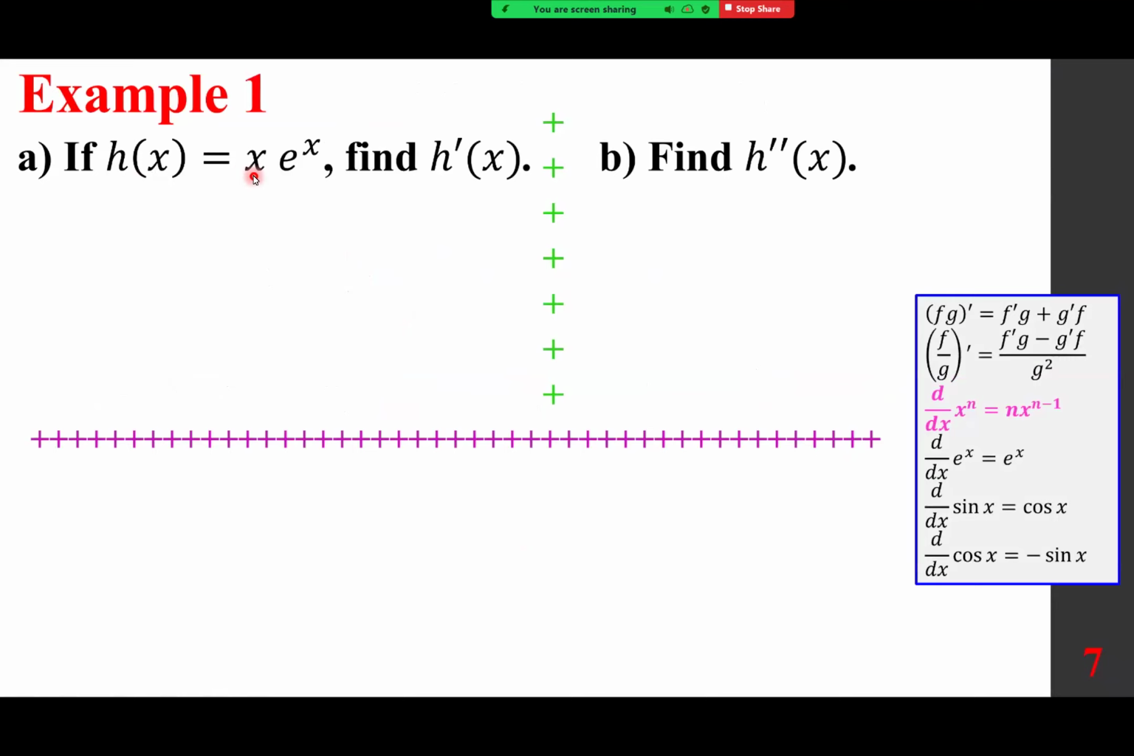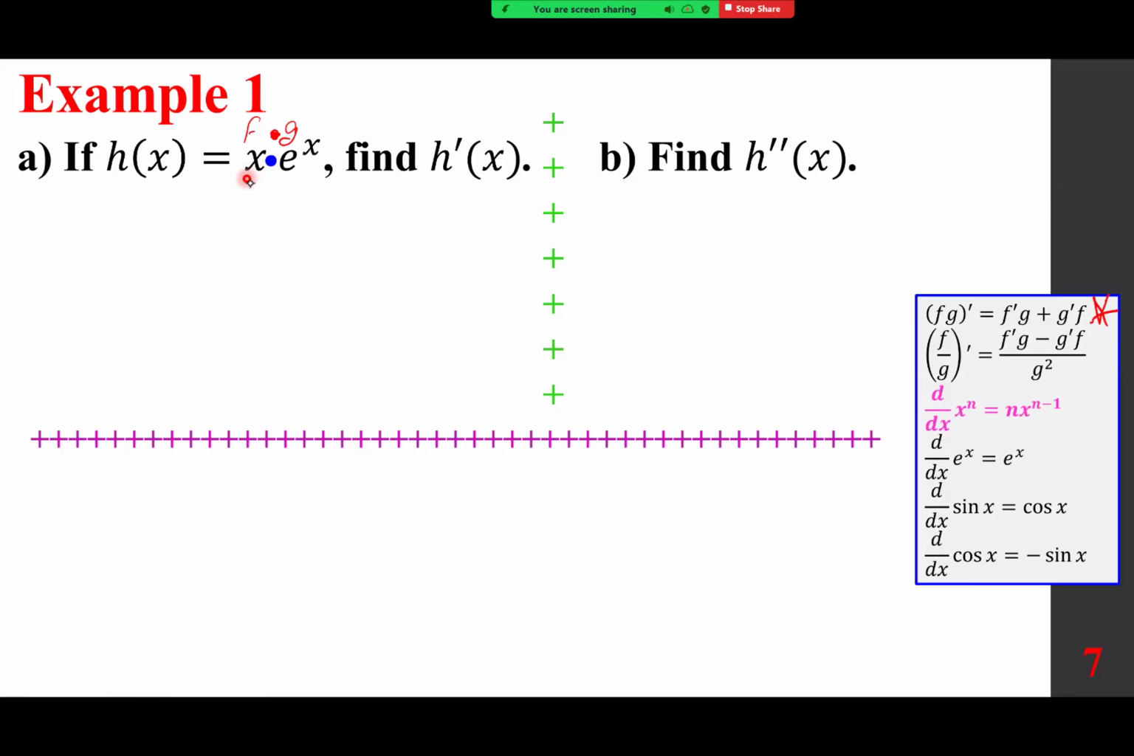If h of x is x e to the power of x, we want to find h prime and h double prime. First and foremost, we notice that we are multiplying two functions, so I'm going to put a raised dot in between. And I'm going to use the product rule. So I'm going to call this f times g, and I'm going to use the product rule on that.